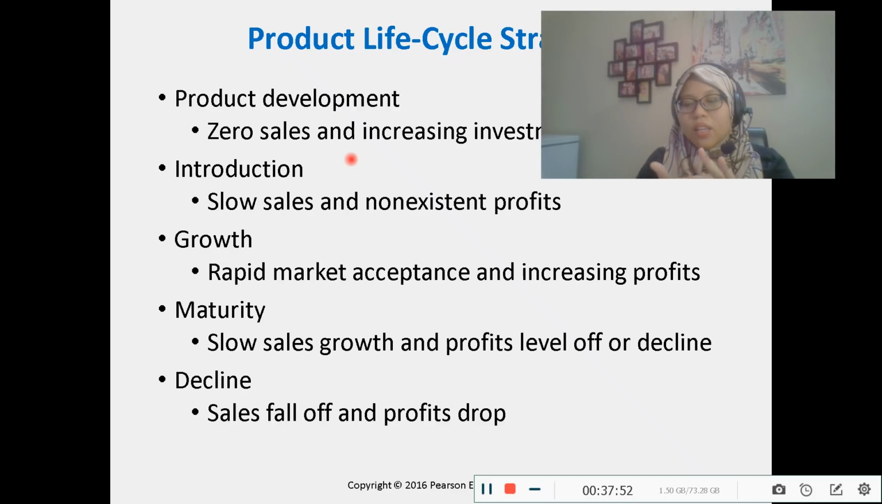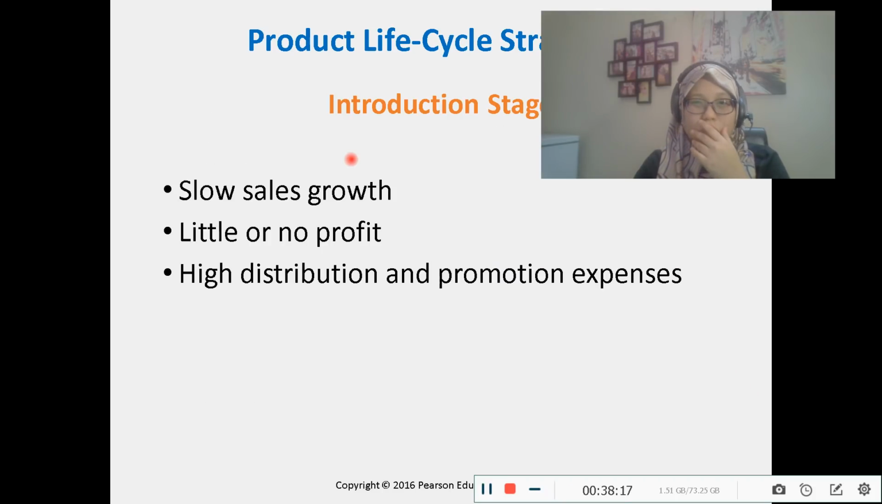Okay, but for product, you can see the slow sales growth. And decline, sales fall off and profit is dropping. So when profit is dropping, you need to consider whether you have to cut off the operation or whether you want to change your operation or you want to do something else. So ini yang kita nak tengok. Okay, so see here this one. Introduction, slow sales growth, little or no profit, high distribution and promotion expenses.